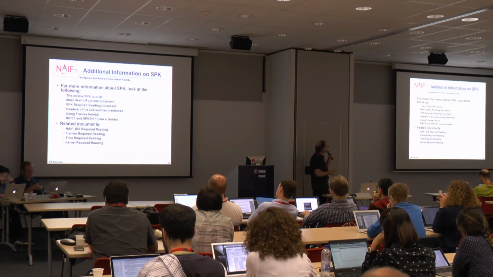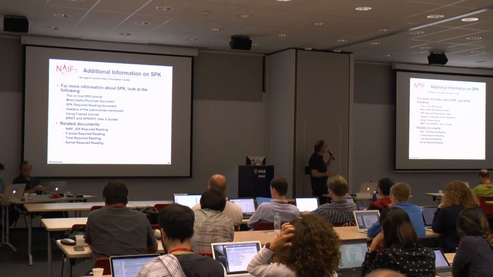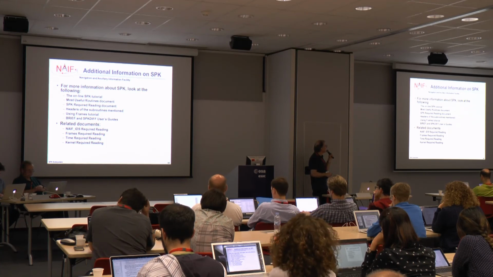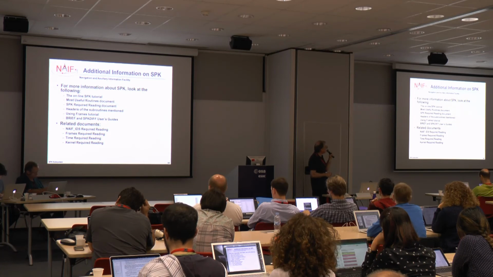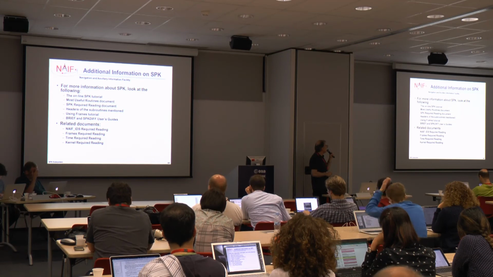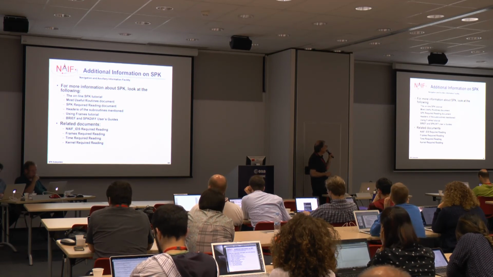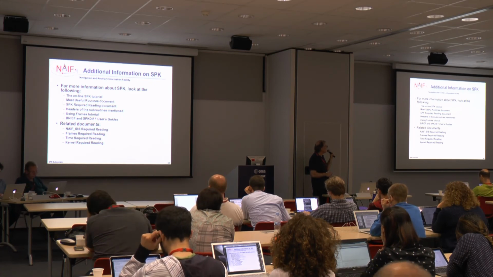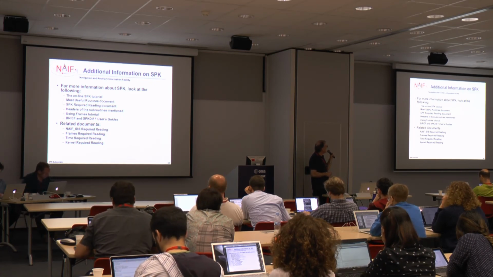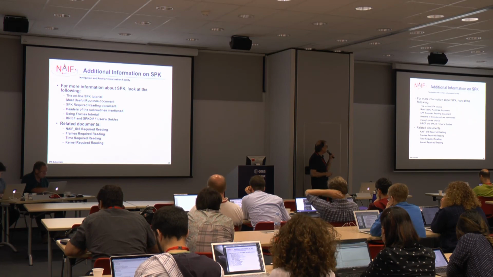For more information, we have the online SPK tutorial. The Most Useful Routines document shows you other APIs that we haven't discussed here. In particular, the ones for constant position and velocity target and constant position and velocity observer are quite useful, and we haven't covered those. Also, the SPK coverage routines, SPKOBJ and SPKCOV. The SPK Required Reading document describes all of the data types in particular. Headers of the subroutines, the Using Frames tutorial, which I'll show later, and the brief and SPKMERGE users guides.